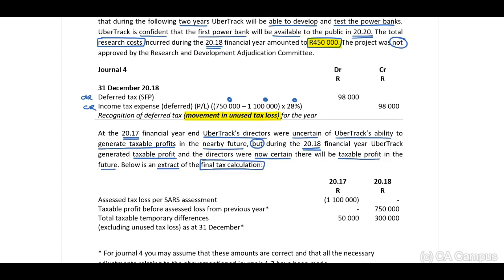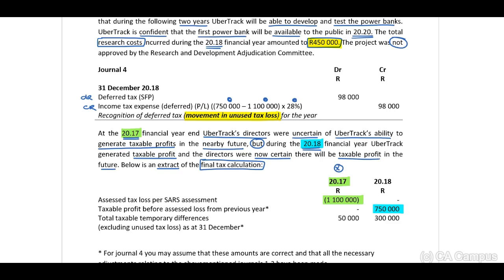Right. Now, when we look at this, they've indicated to us that at 2017 they were uncertain, and when we look at this, there is a loss of 1.1 million. But in 2018 they have recognized a profit of 750,000. Therefore, guys, do you see that in 2017 they did not recognize the deferred tax asset because at this point in time they were uncertain.